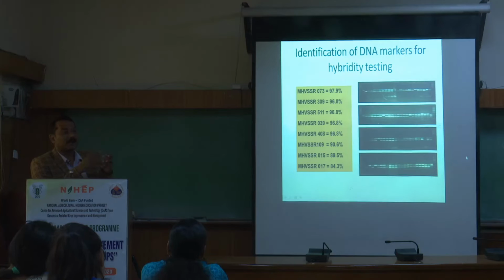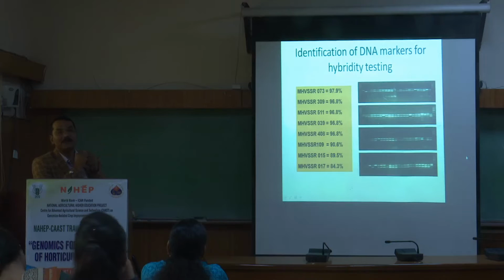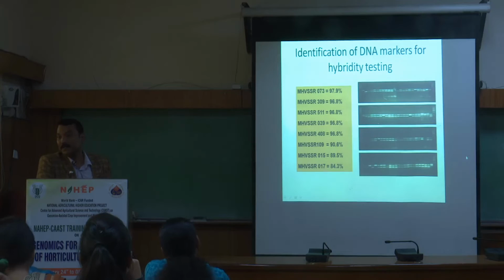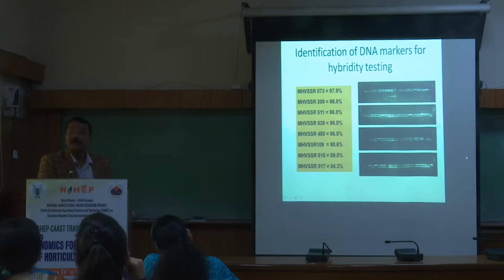Can we directly harvest from the tree and later ascertain that this is a hybrid of this particular cross combination? For that purpose, we tried to screen many thousands of SSRs, and we got only 22 SSRs which can be directly used for ascertaining the hybridity of open pollinated seedlings from the cross of Amrapali and Sensation. It is not for all parental combinations, but for Amrapali and Sensation. Maybe some other markers will be useful for other combinations.